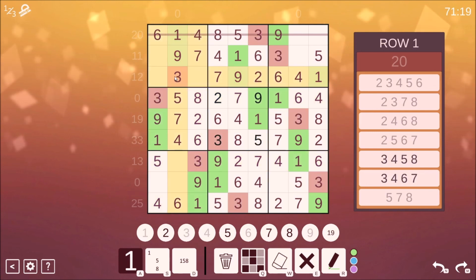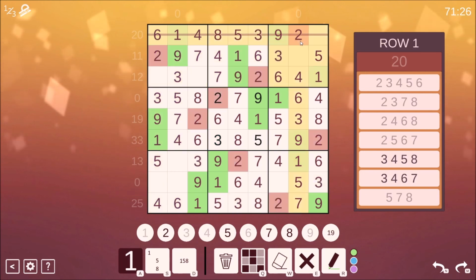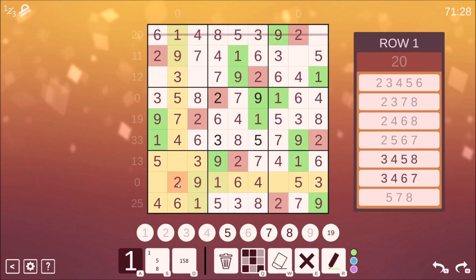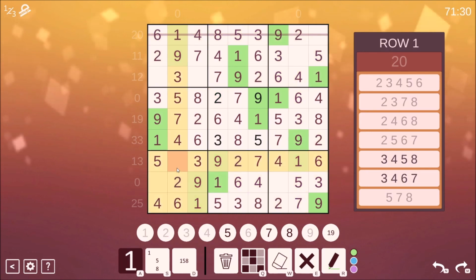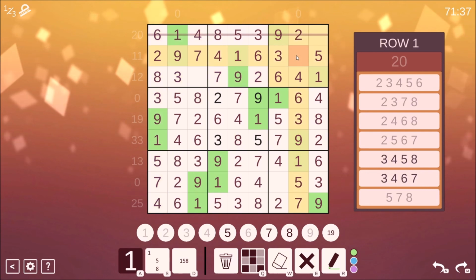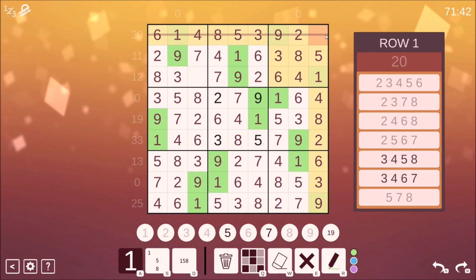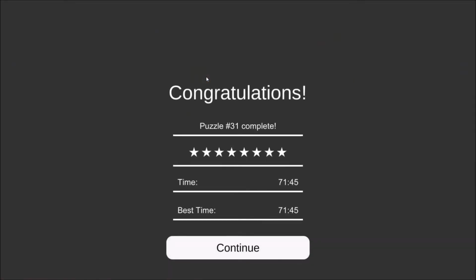Place a 3 here and there. And we're basically wrapped up with this now. Place an 8 here and a 7 here. And an 8 over here. An 8 here. An 8 here. And we can place our last 7. And our very last number is a 5. So we just completed puzzle number 31.